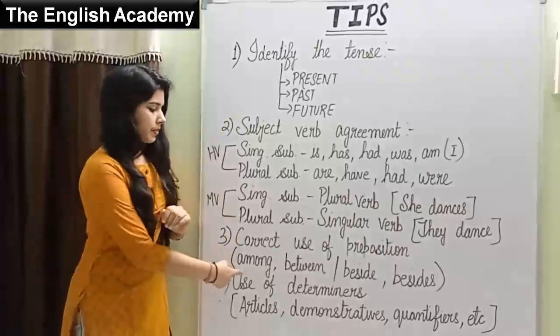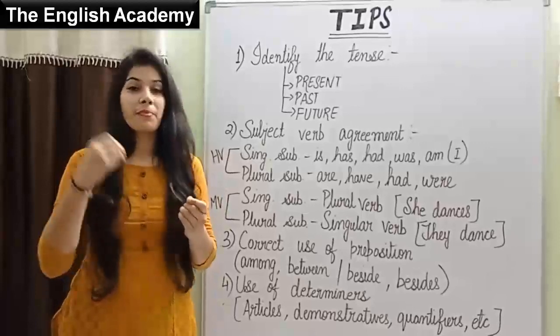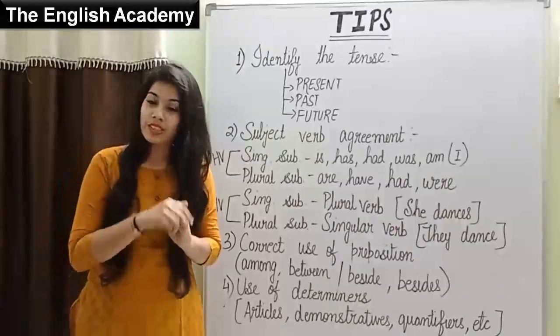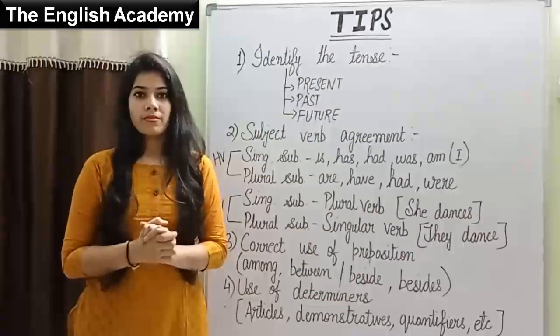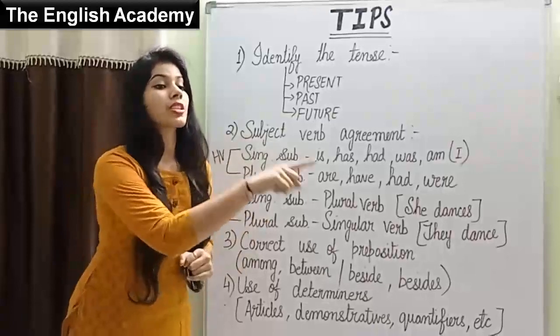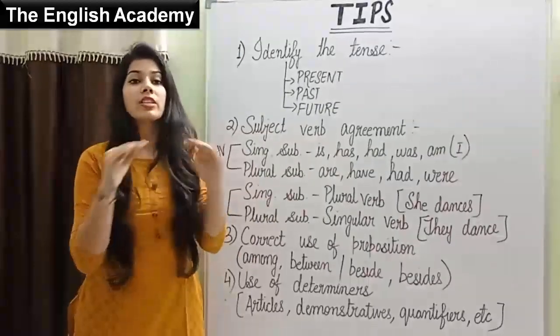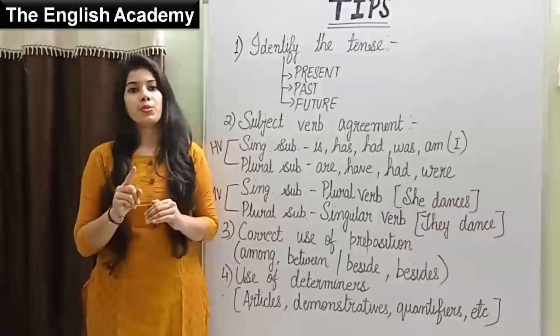Let's take an example. Among and between. There is a very slight difference between among and between. Between we use for two, among we use for more than two. Example, there is a competition between Rohan and Sheena. I can say there is competition among all of you. So we have to take care of such words. I cannot say there is competition between all of you. No, among all of you.